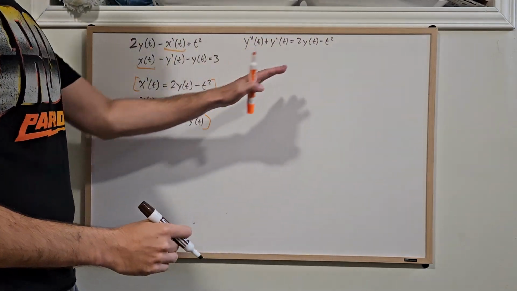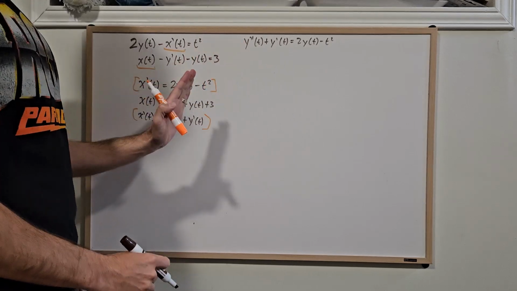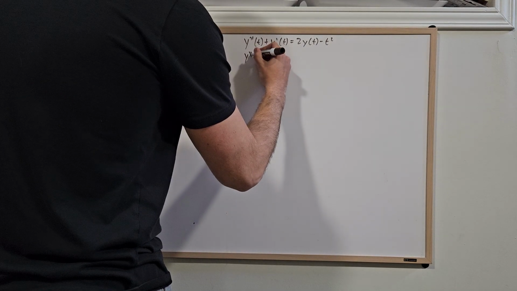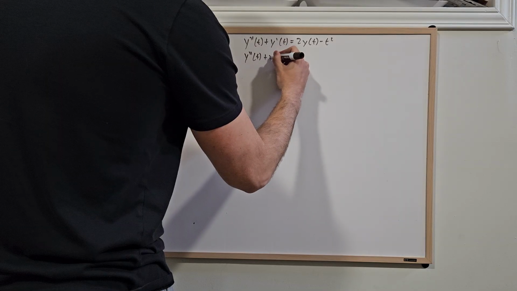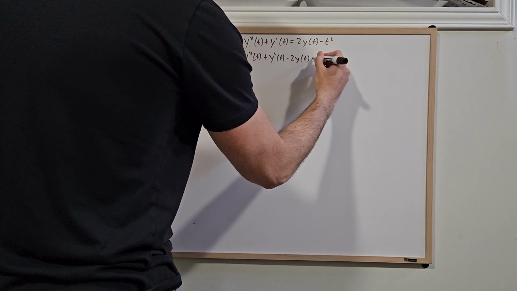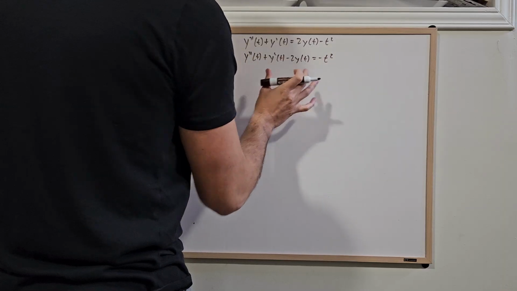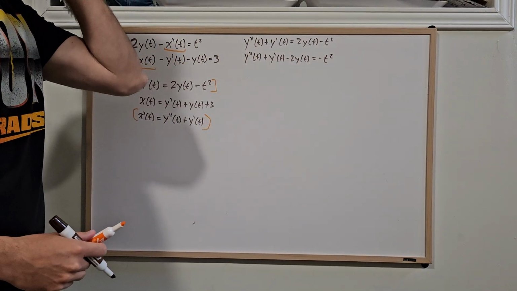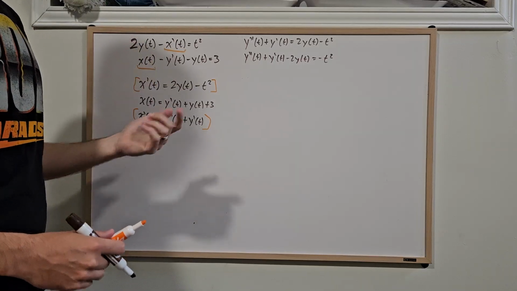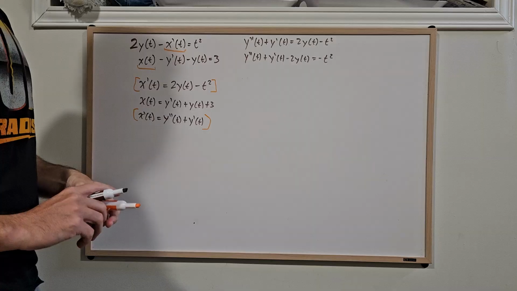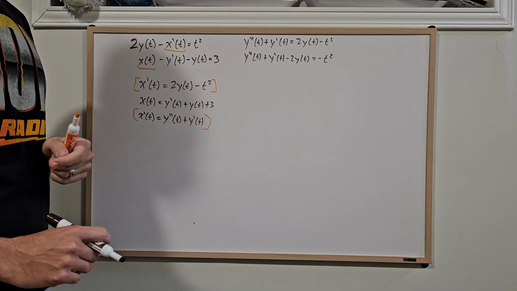Okay? Now I want to collect all my y of t functions on the left-hand side, so I'm just going to move this 2y of t over. I'm going to have y double prime of t plus y prime of t minus 2y of t is equal to negative t squared. Okay? Now, what we have here is a second order differential equation, and we know that we can solve this using a homogeneous solution as well as a particular solution. So we're going to start with the homogeneous solution first.